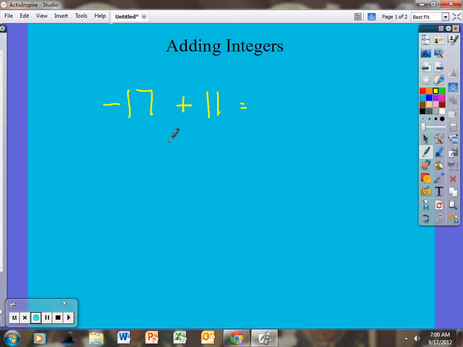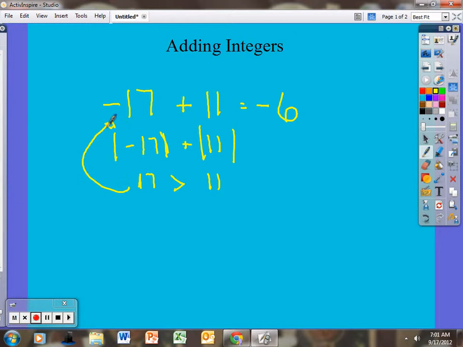17, I'm at -17 on the number line. I add 11 to it, so I move 11 spaces to the right. I'll end up at -6. Now again, I know it's negative because the absolute value of -17 is 17. The absolute value of 11 is 11. Again, absolute value, how far something is away from 0. 17 is greater than 11. The sign that we had, it was a negative, so my answer is negative.